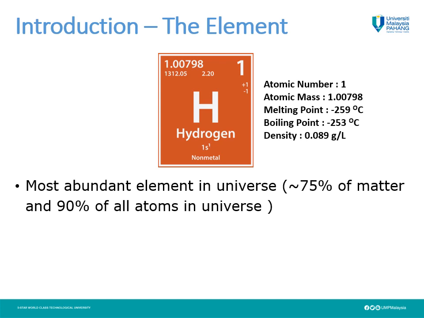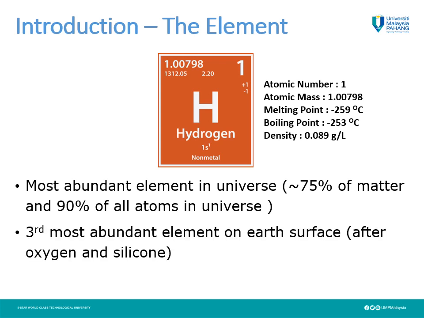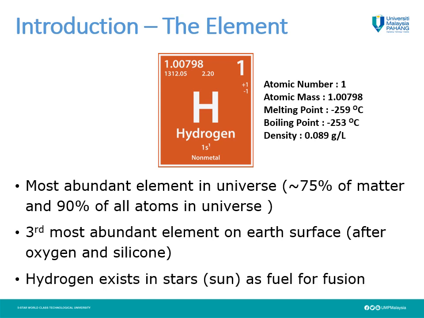It is estimated that 75% of the matter and 90% of all atoms in the universe consist of hydrogen atoms. Hydrogen is also the third most abundant element on Earth's surface after oxygen and silicon. Hydrogen exists in stars or the sun as fuel for fusion. Whenever two atoms of hydrogen are fused together, they form helium. The reaction produces energy and heat as the fuel for the sun.